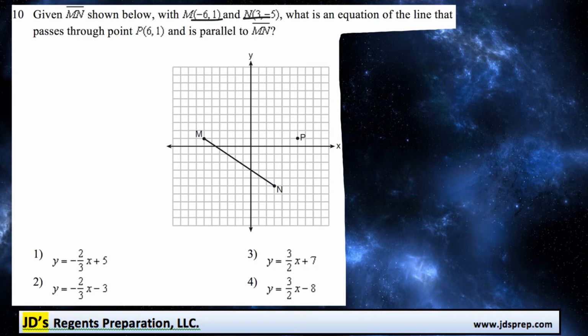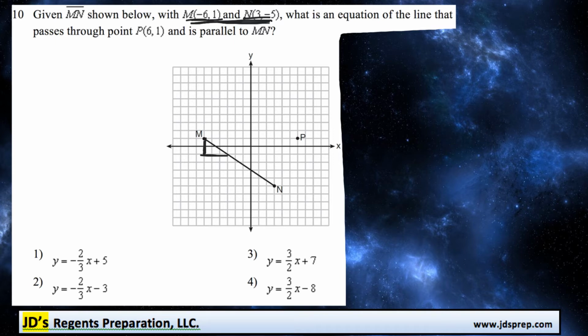So the first thing we want to do is find out the slope of the line MN. And we could use the slope formula since we do know the coordinates of its points. However, there's something easier since they're giving to us a visual representation of the graph. We can find the slope just by looking at the rise over the run.